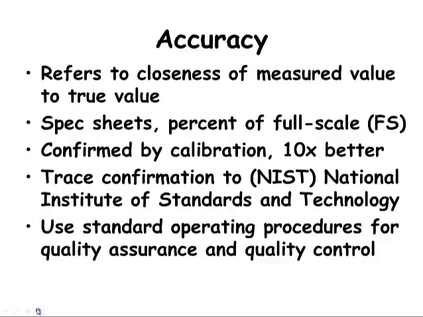How close is the measured value to the true or correct value? Spec sheets often report accuracy of a device as a percent of full scale, FS. For example, if a spec sheet says that your device has an accuracy of plus or minus 2% of full scale, and the full scale of the device is 10 millivolts, then the accuracy of the output is 0.02 times 10, which equals 0.2, or plus or minus 0.2 millivolts.